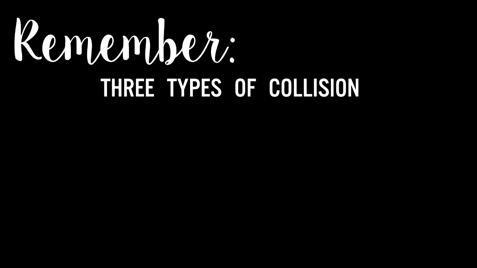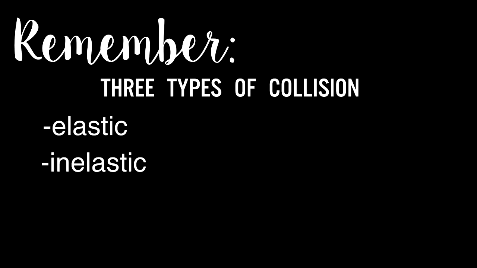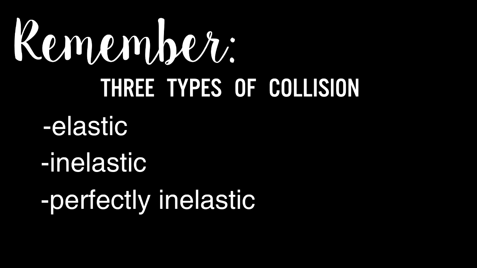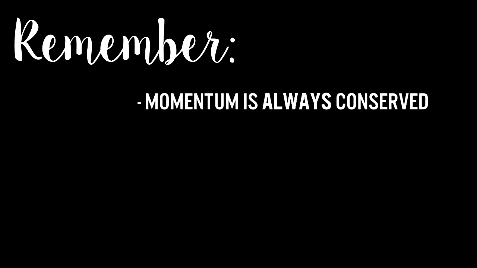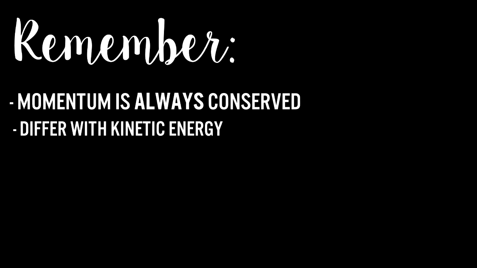Now that we have tackled everything, let's recall the important terms. Collision is an event where two or more bodies exert forces on each other for a relatively short time. The three types of collision are elastic, inelastic, and perfectly inelastic collisions. The momentum is always conserved, but their difference is only in their kinetic energies.